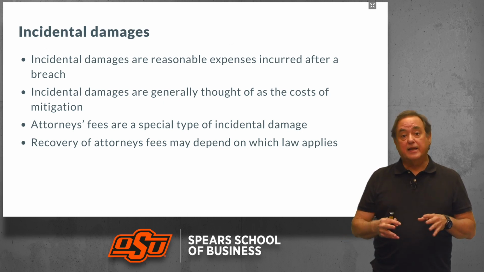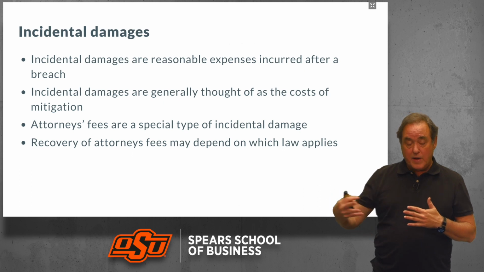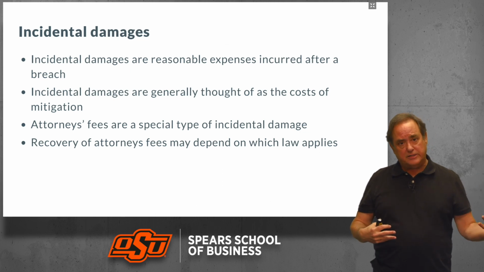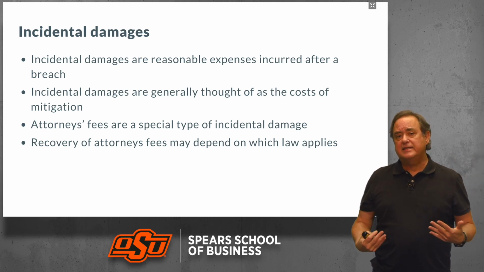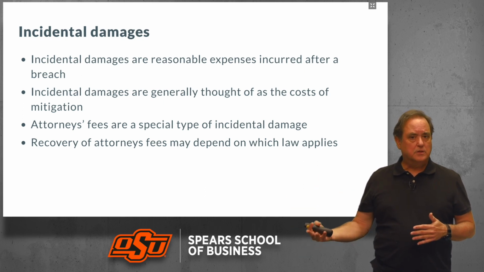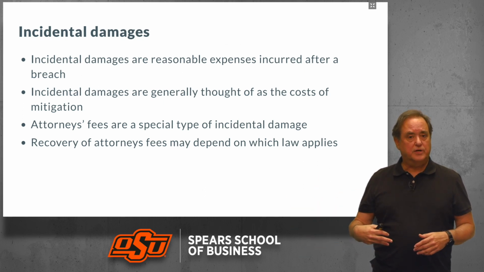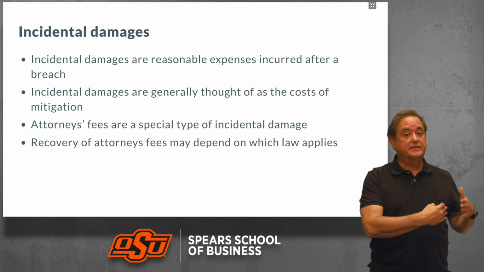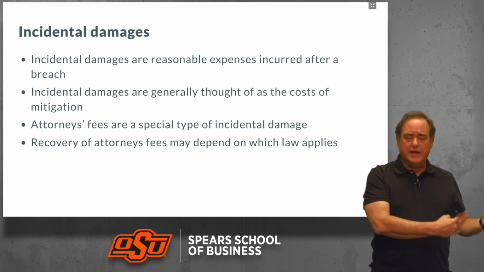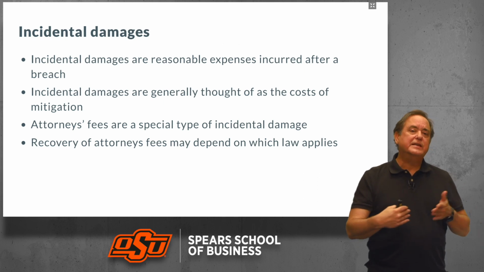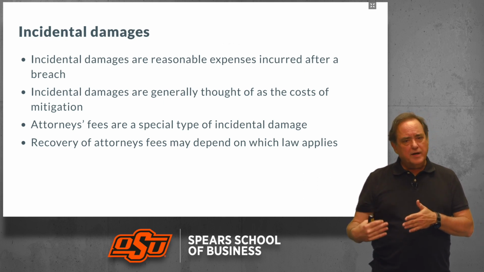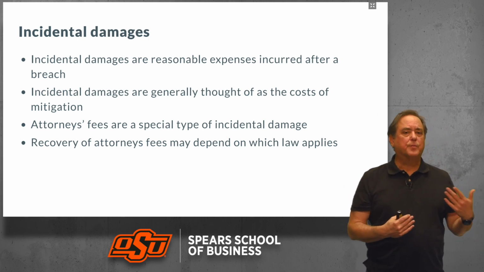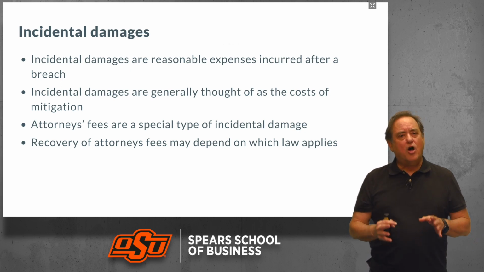But we have to understand this, we have to take into account the extra cost suffered as a result of the breach. If I can establish that it cost me $50 to find a substitute good, then in order to make me whole, I must get the $250 difference between what I paid and what I expected to pay, but I must also receive the $50 that I paid that I would not have had to pay but for the breach, as a direct result of the breach. So it's generally the cost of mitigation.